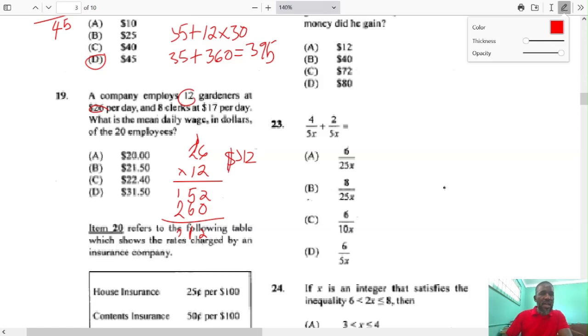Now let's look at the wage for the clerks. So we have 17 times 8. So 8 times 7 will give us 56, and 8 ones, carry 5. So 8 ones, 8 and 5, 13. So we get 136. Okay, so 312 plus 136. So we have 8, 4, 3 plus 1 gives you 4. So we have 448.